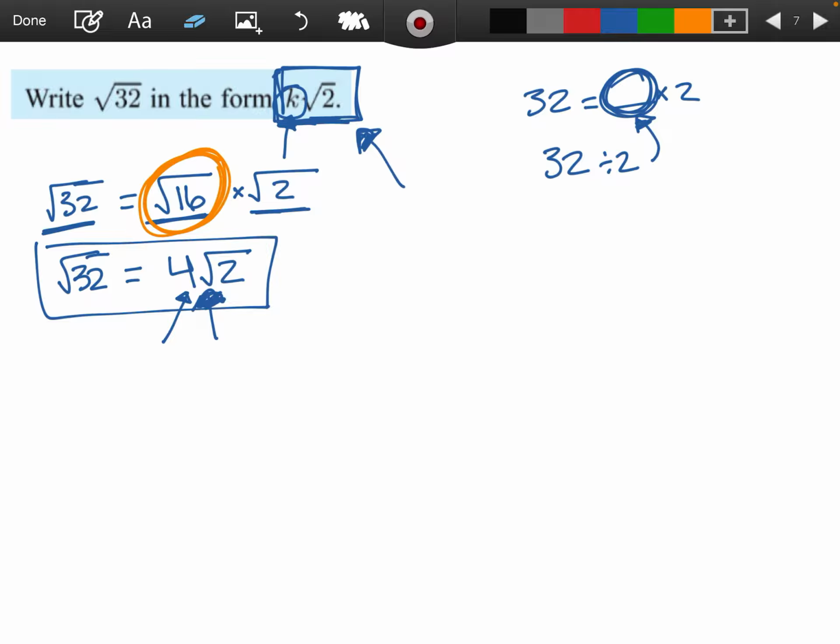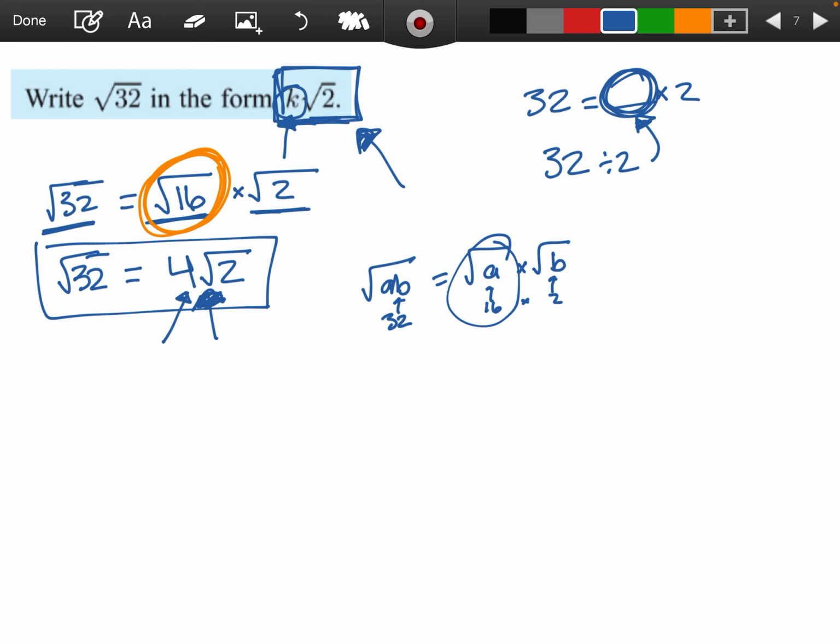So this is using this idea that I can take a value and break it apart into its component bits. So I had 32 here, and I ended up with 16 times 2. So that's where I inserted that and then took the square root of the 16 to get 4, and then the root 2 is left behind.